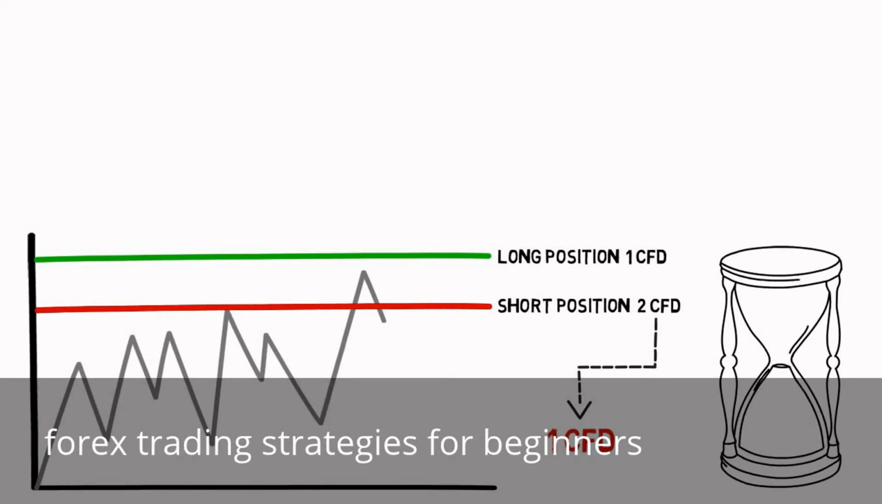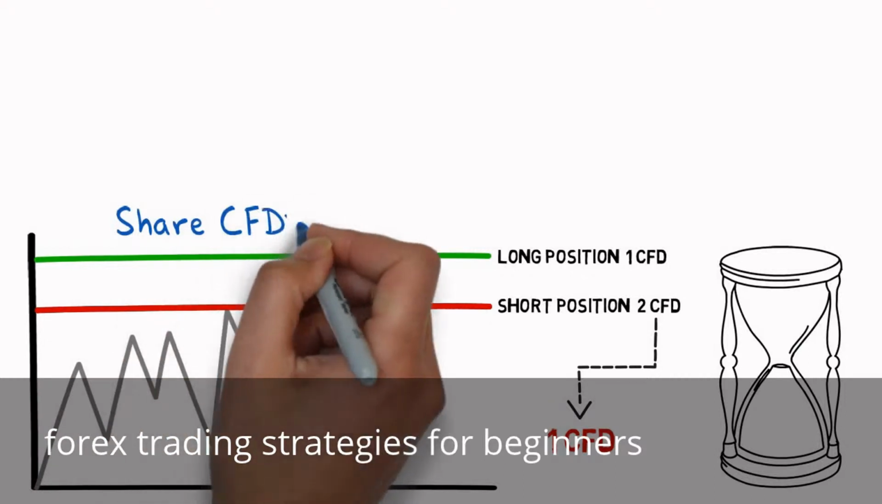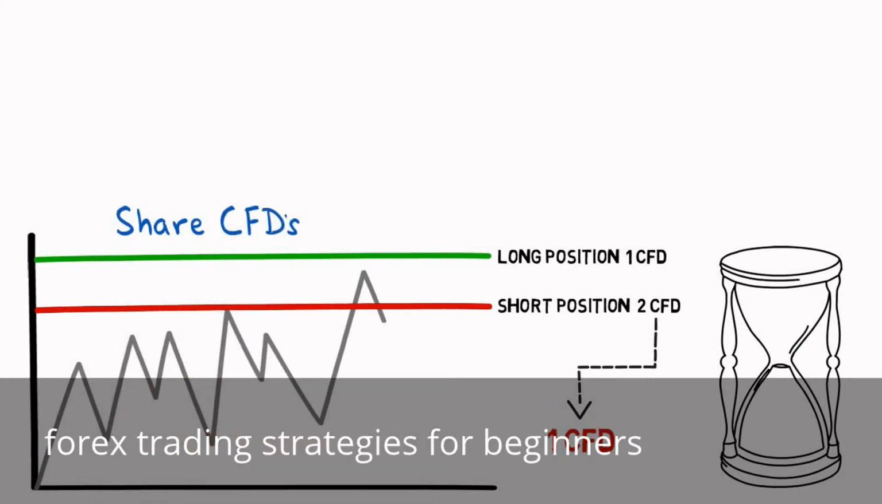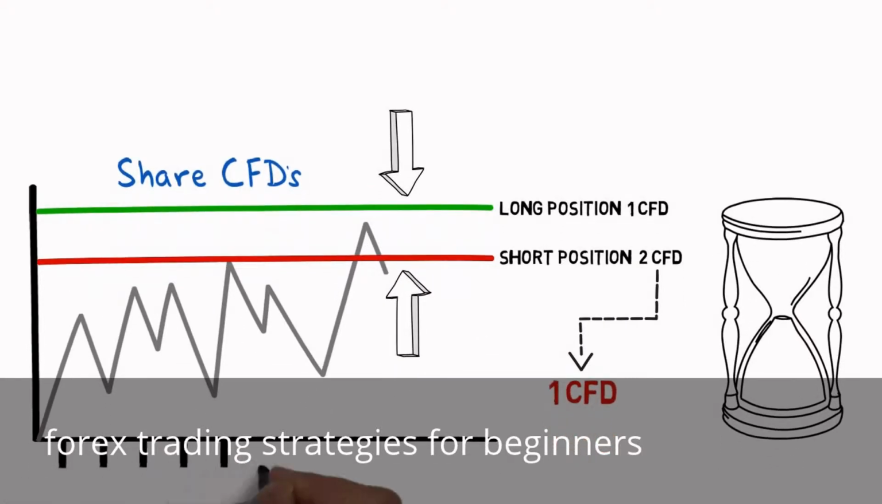Remember, the Robo system is used mainly for share CFDs. It trades both sides of the market, long and short. The trades can last from 1 day up to 10 days, but keep in mind that 3 days is usually the ideal time frame.